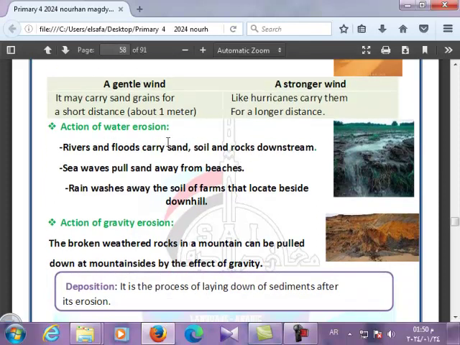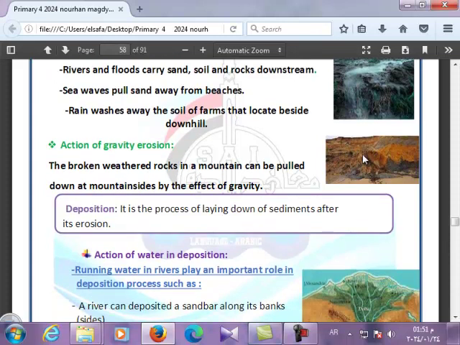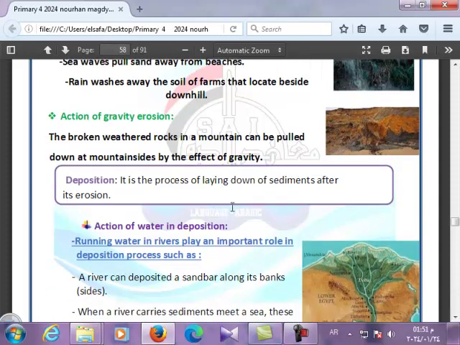Action of water erosion. Rivers and floods carry sand, soil and rocks downstream. Sea waves pull sand away from the beach. Rain washes away the soil of farms located beside downhill areas. Action of gravity erosion. The broken weathered rocks in a mountain can be pulled down the mountain's side by the effect of gravity.